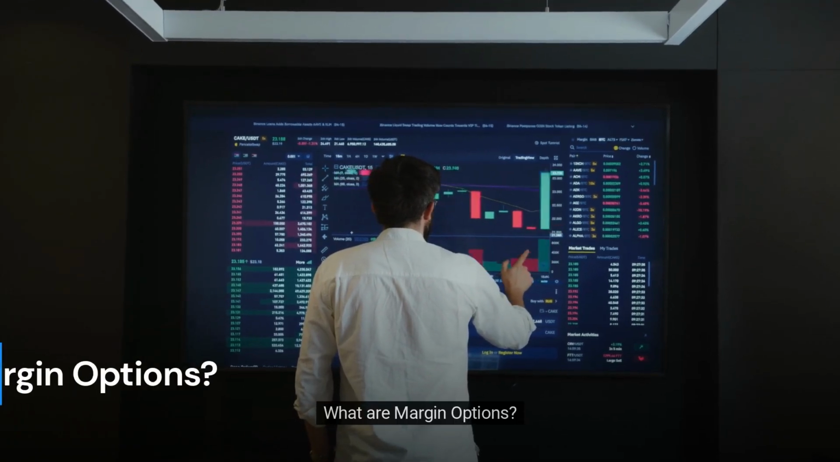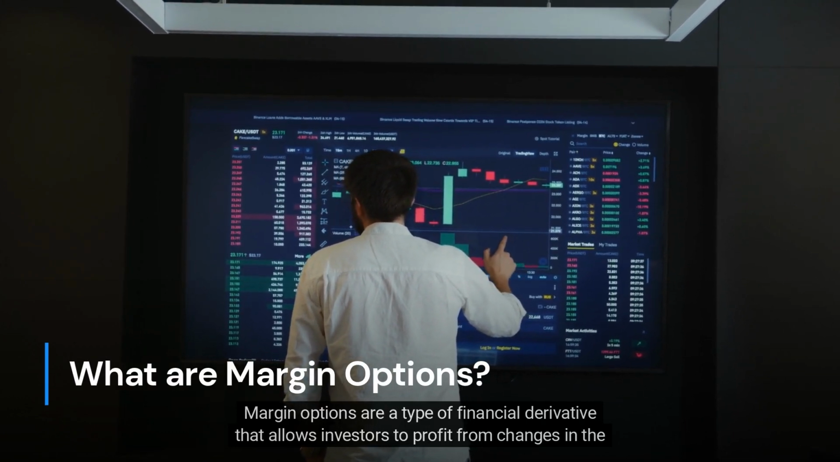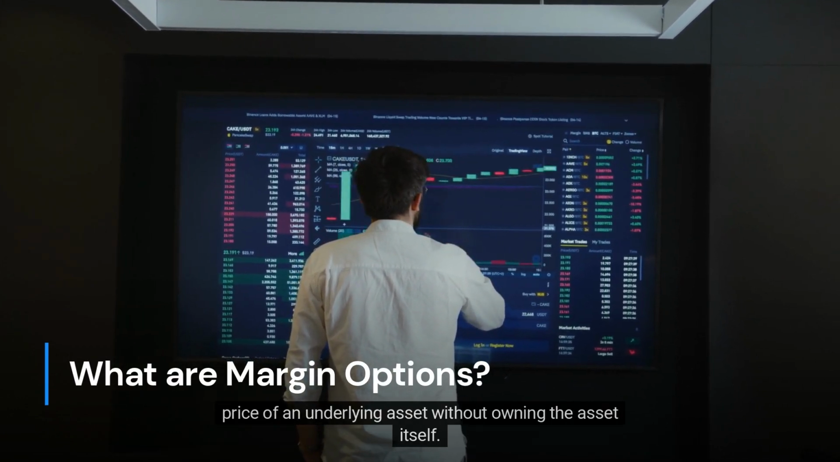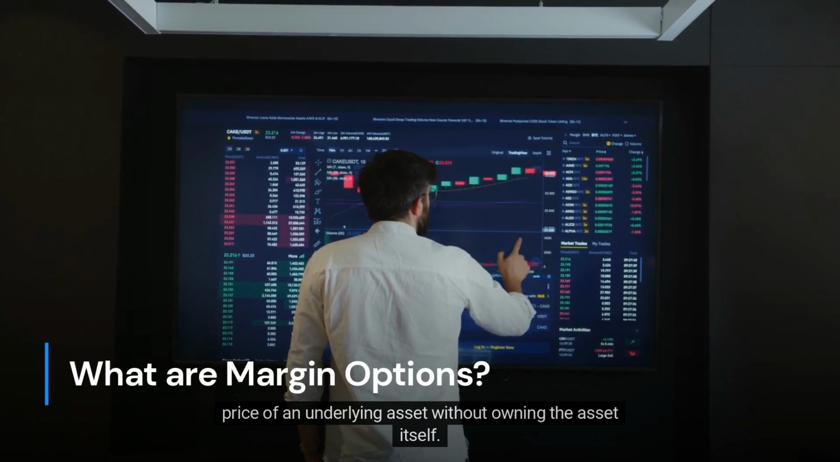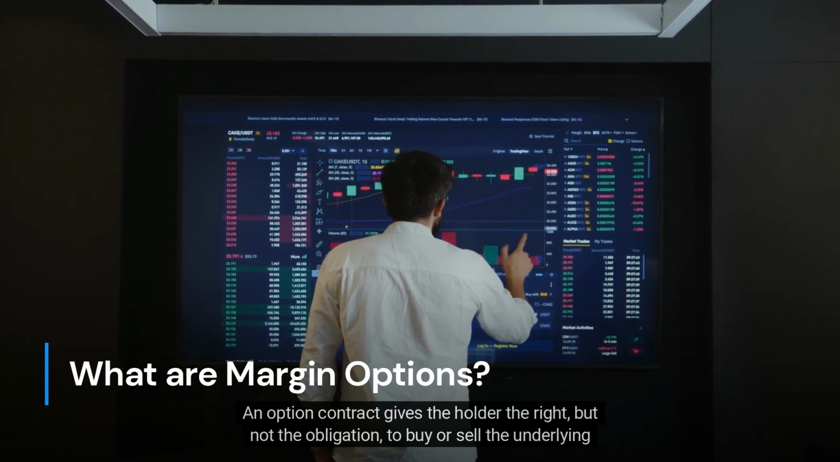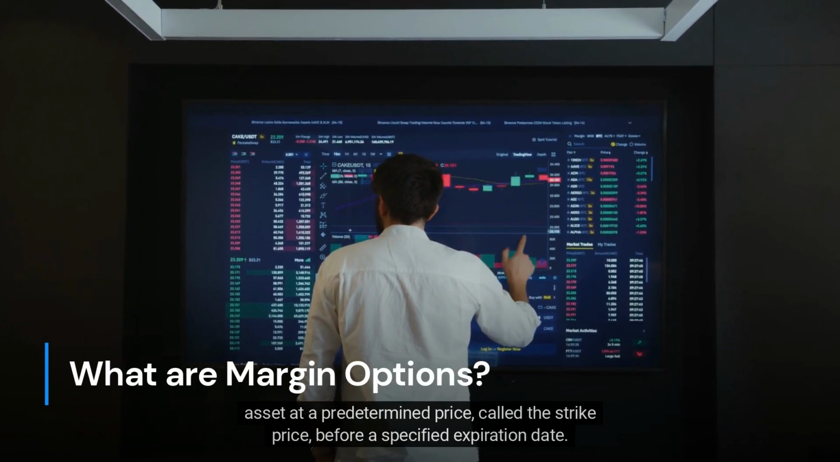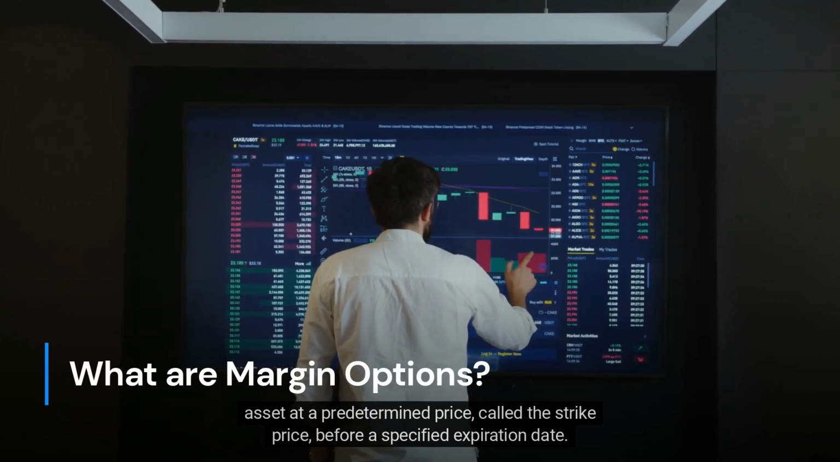What are margin options? Margin options are a type of financial derivative that allows investors to profit from changes in the price of an underlying asset without owning the asset itself. An option contract gives the holder the right, but not the obligation, to buy or sell the underlying asset at a predetermined price, called the strike price, before a specified expiration date.